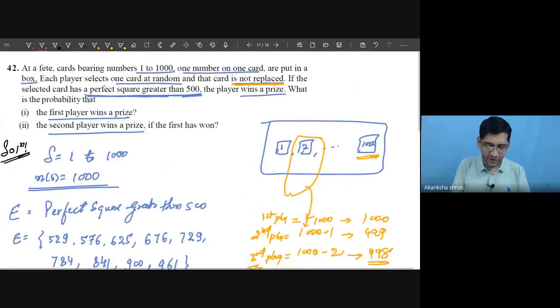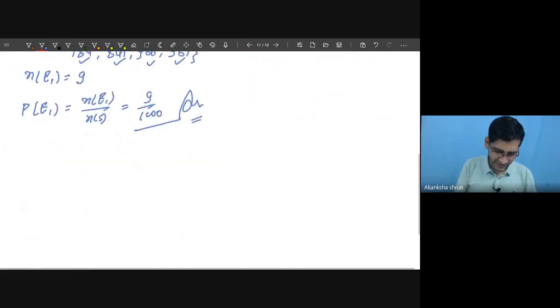Now the second one is more important. The second player can win a prize. Students, for the second player to win a prize, how many cards will be available? The second player is now going to try it. Yes, tell me. The second player can win a prize if the first has won. This part you also have to keep in mind. So write down for the second one.